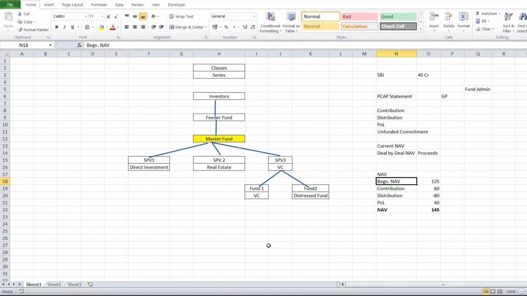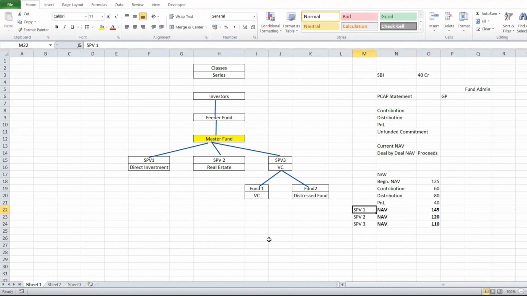So this is the beginning NAV, and this is the NAV. Suppose this is the NAV for SPV1. Like this, we have calculated for SPV2, and like this, we have calculated for SPV3. So this is 120 and this is 110. Now clear?